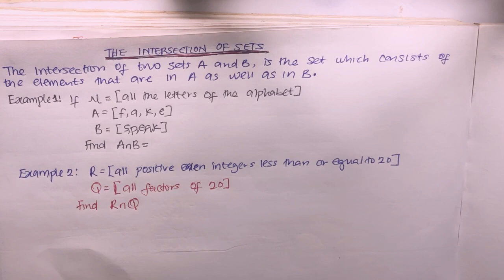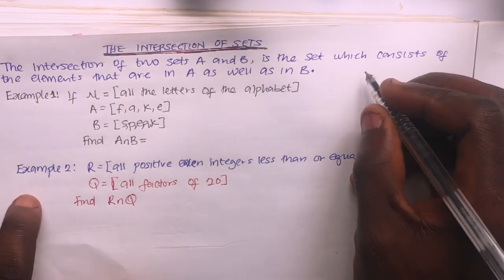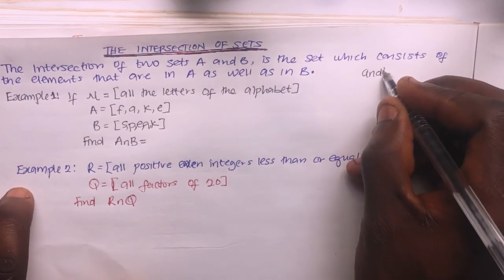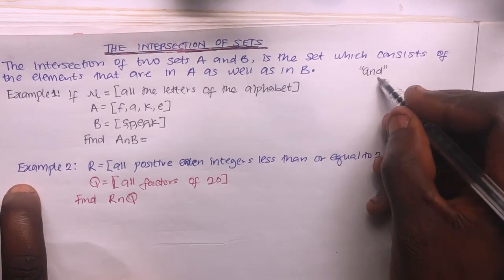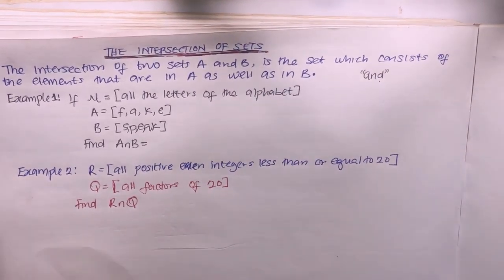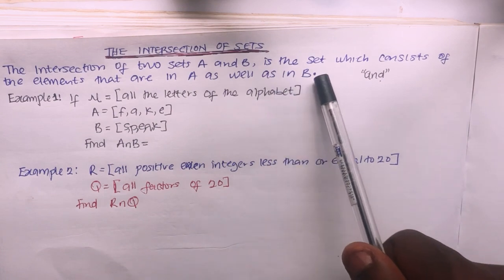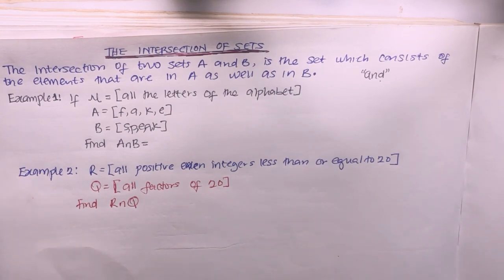Most of the time, intersection is known as "and." If you see anything "and," that's intersection. Now the intersection of two sets A and B is the set which consists of the elements that are in A as well as in B.